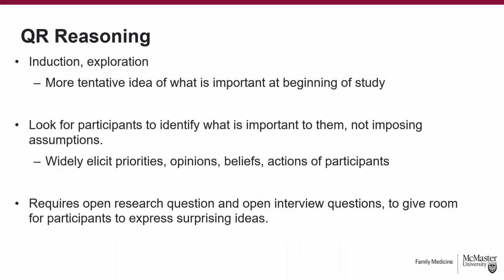So I've mentioned a couple of times that the reasoning related to qualitative is inductive. And so mostly this is because we start a qualitative research project with a more tentative idea about what's important at the beginning. We don't know maybe all of the factors that are relevant to whom, in what proportion or at what level. These are all of the things that we're starting to try to find out. And we want to enter the research in a way that allows the participants to identify what's important to them rather than to impose the assumptions of the researcher about what's important.